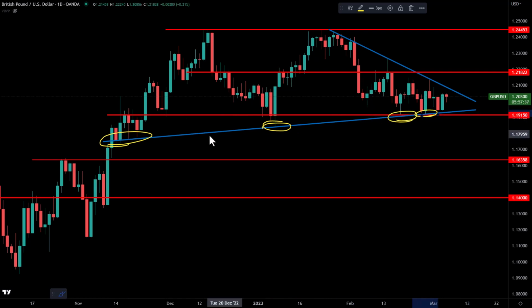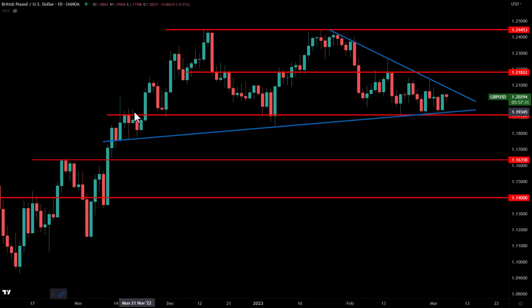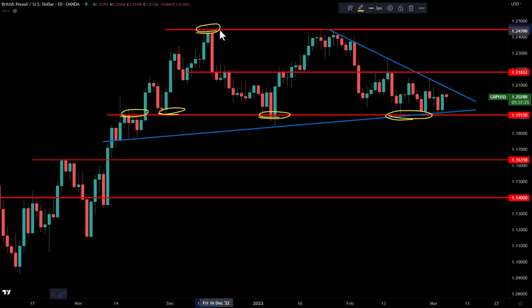So basically we've got this area, this confluence of support down here, which is also the range support that we've looked at. For the last few months, the pound has been moving within this broader sideways range, with support down here at 1.1915 and resistance up there at 1.2445. You combine this trend line down here with that horizontal, and you've got a confluence of support right around 1.19.